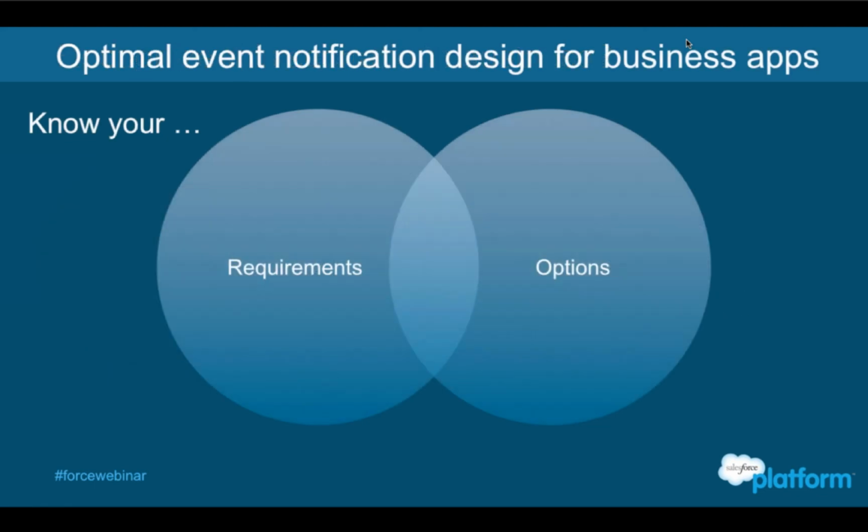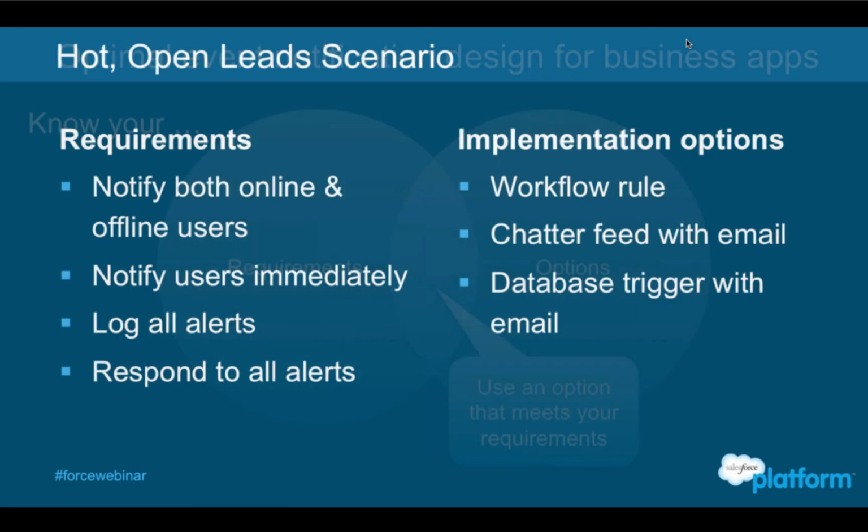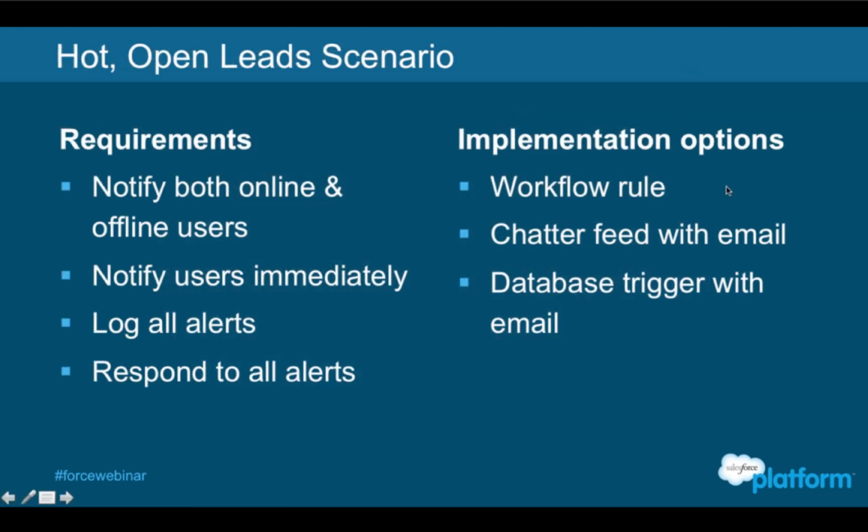So a good event notification system doesn't just implement itself. We want to make sure that we're knowing both our requirements and our options. And what we're going to look for today is an option that meets in the middle, where we're going to have something that fits both our requirements and the options that we have on the table. So let's get a little bit more specific on the requirements that we are going to use today.